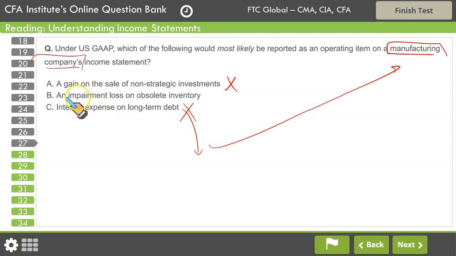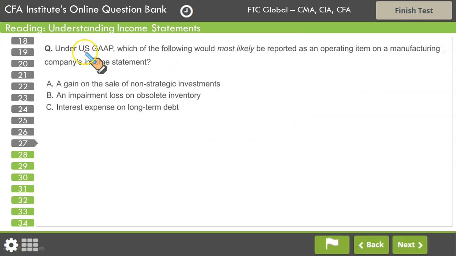Then an impairment loss on obsolete inventory. Impairment loss, under the US GAAP, and even under the IFRS, is a regular occurrence for a manufacturing firm. So it's an operating item. So what's the difference? Had it been IFRS, what would have been the difference relating to the impairment loss of inventory? Remember, under the US GAAP, any impairment loss on long-lived assets, on intangibles, or on inventory, once written off, cannot be reversed. But it's a part of operating income.